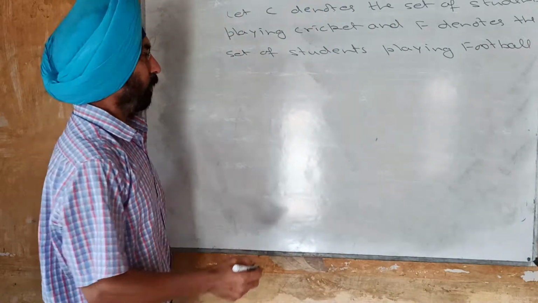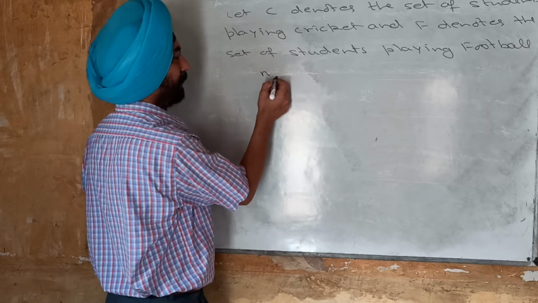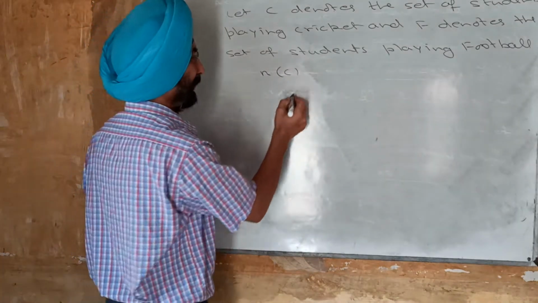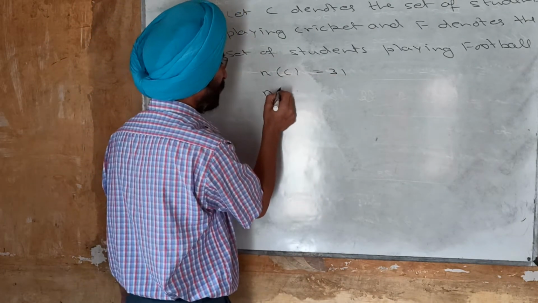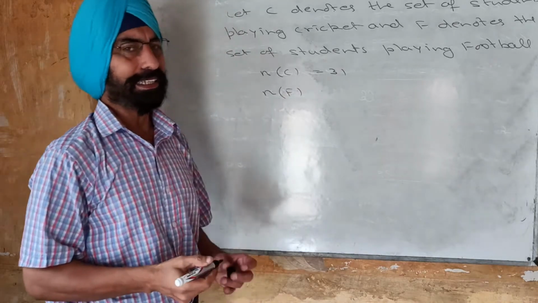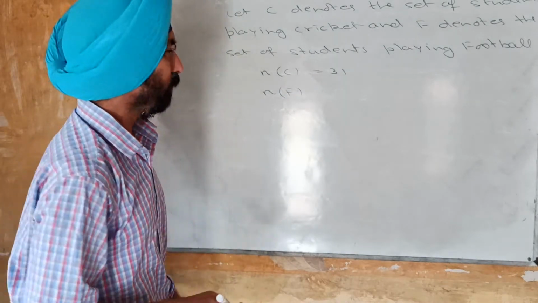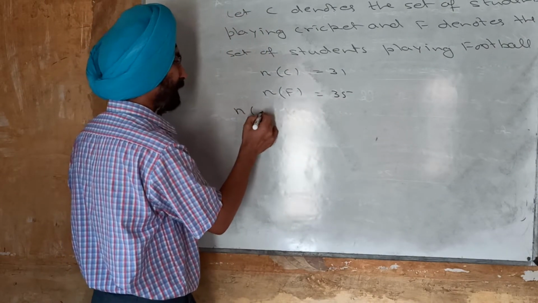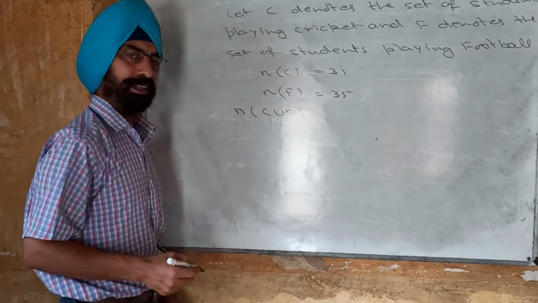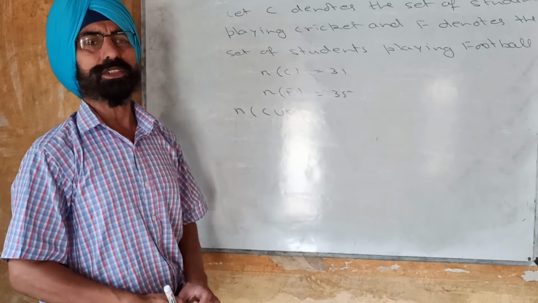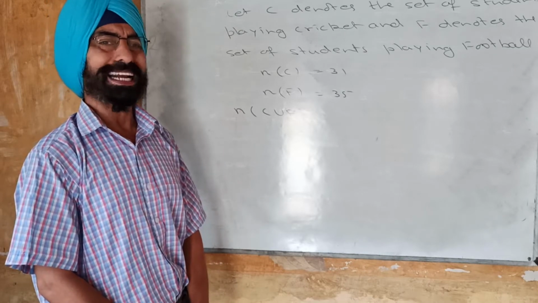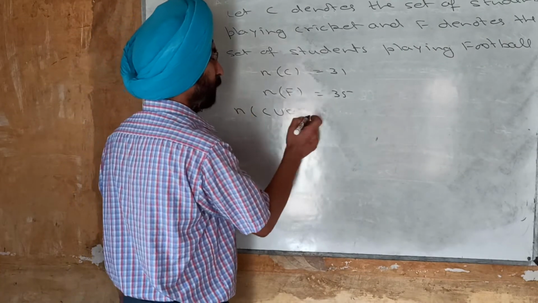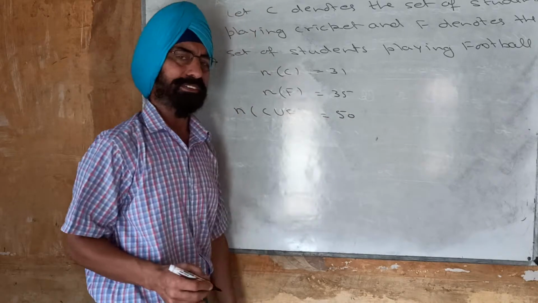Now, what is the number of students playing cricket? That means the number of members of the set C is 31. Similarly, the number of members of the set F, that means the number of students playing football, is 35. What is the number of elements in the set C union F? C union F means the students who either play cricket or football. As given that everyone plays one of the two games, it denotes the total number of students in the class, that is 50.